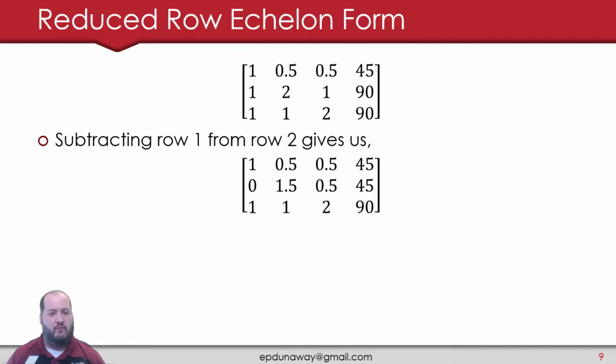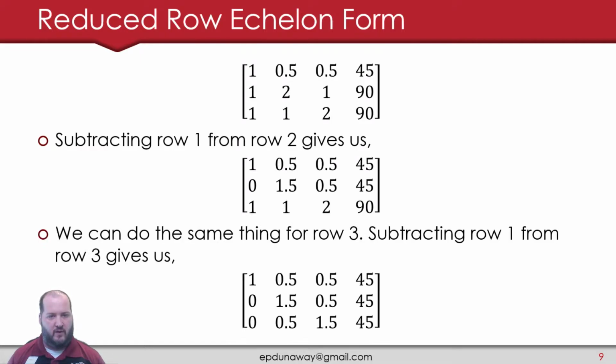I'm going to take row 3 and I'm going to subtract row 1 from it. And again, I get similar results. I get 1 minus 1 of 0, 1 minus 0.5 of 0.5, 2 minus 0.5 of 1.5, and then 90 minus 45, or 45. And that's it right there. My first column of this matrix is done.